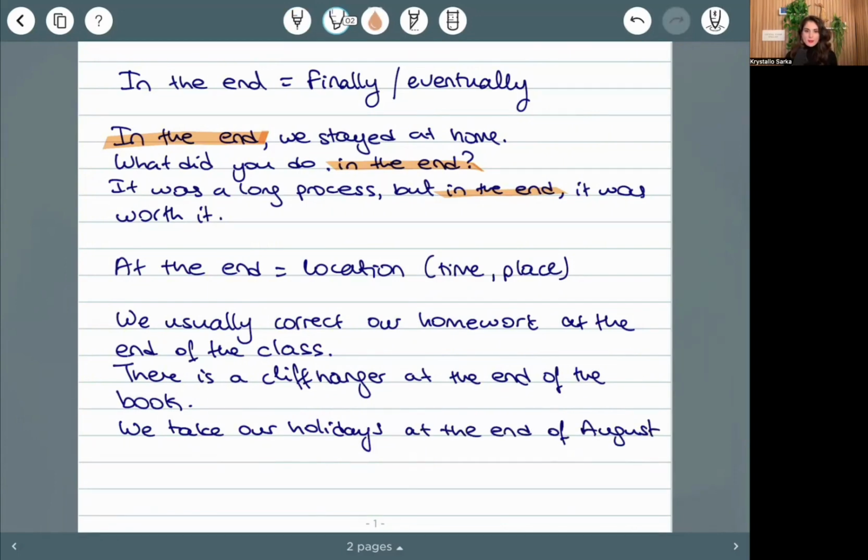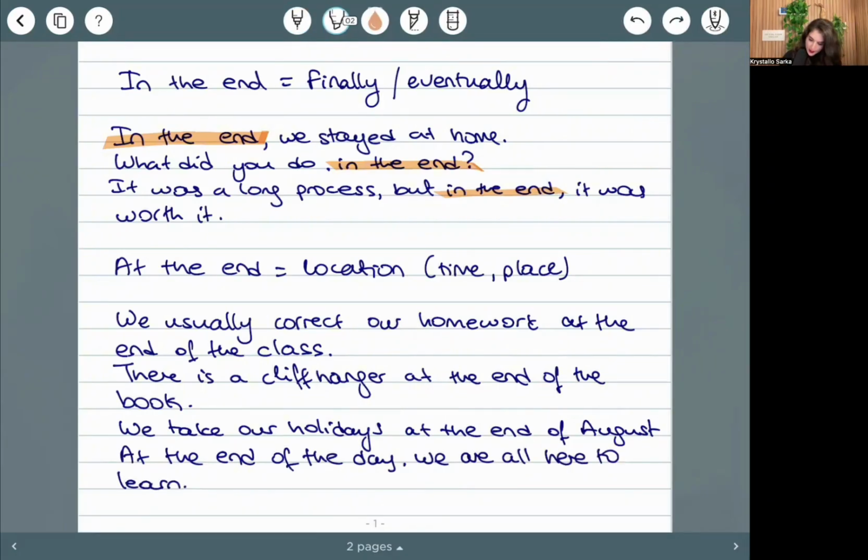In all of these examples, I've used "at the end" at the end of the sentence, but you can also use it at the beginning of the sentence. For example, "At the end of the day, we're all here to learn." So here we have at the end of the class, at the end of the book, at the end of August, at the end of the day.